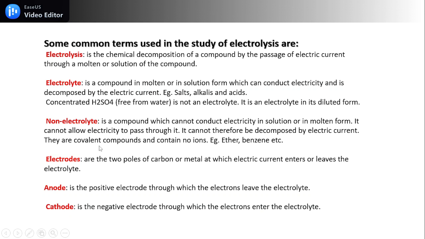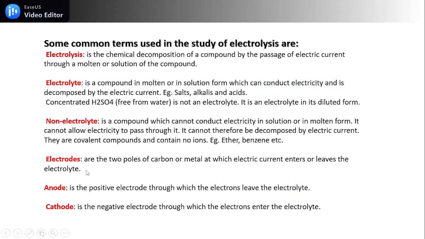They are also covalent compounds, and they contain no ions. Examples are ester, ether, benzene, etc.